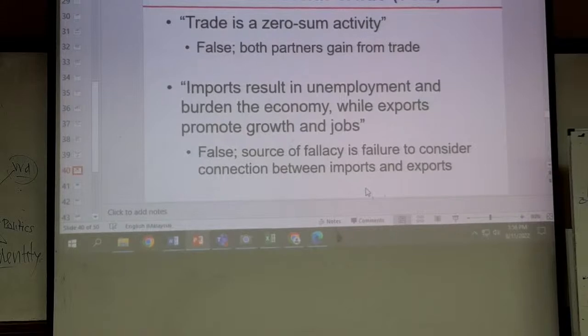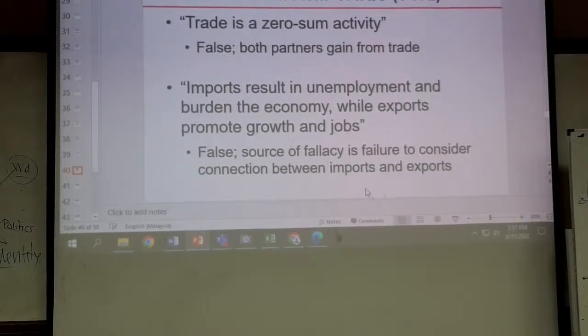Zero-sum game. Total is what? 5, 10, right? This total is what? 10, right? Zero-sum game. One country benefits, this now 7, at the expense of another country, now becoming 3 only. Previously 5. You understand? One country gains at the expense of another country that loses. But trade is like this. That's the mercantilist idea.